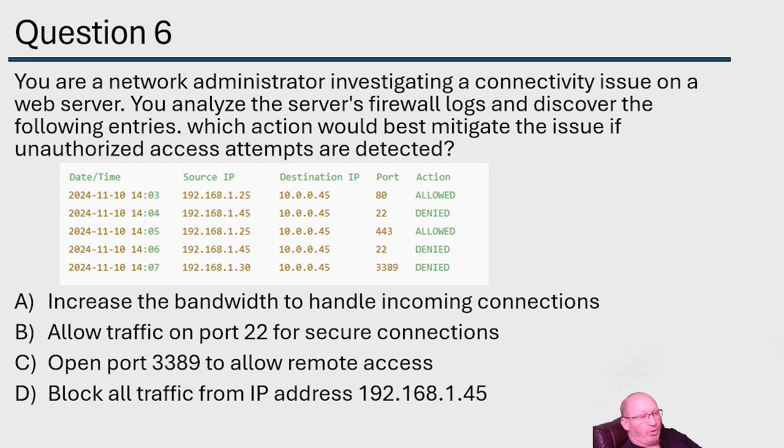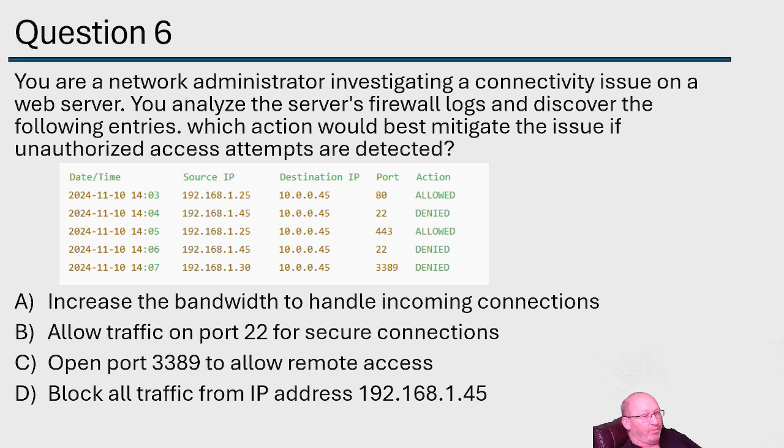B, allow traffic on port 22 for secure communications. Do we want to allow access on port 22? Because the firewall right now is blocking it. And so maybe, but I would argue no. It doesn't really make sense to allow connections, especially given the question, which is about unauthorized access attempts. Remember, read the question. What is the question asking me? In this case, it's which action would best mitigate the issue of unauthorized access attempts. We're trying to stop unauthorized access attempts. We're already blocking port 22. It's already there.